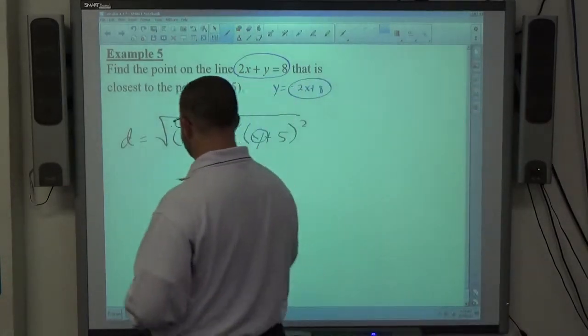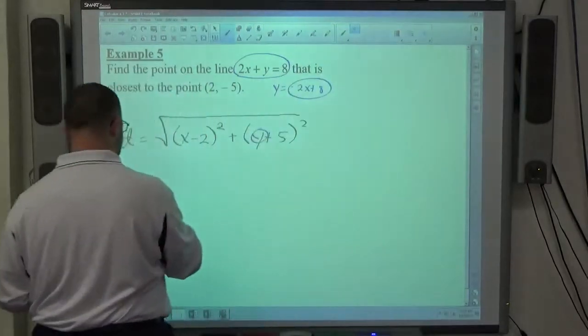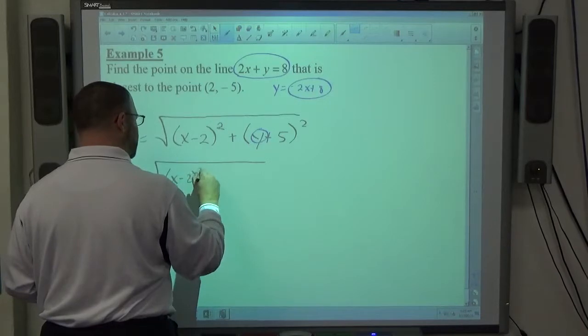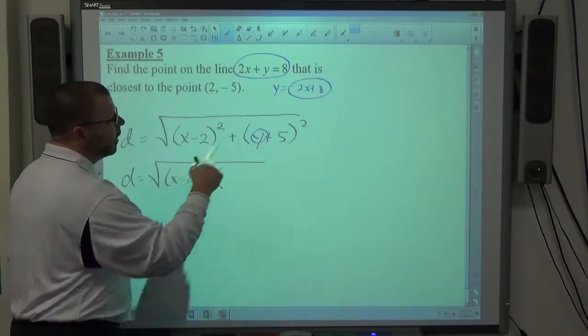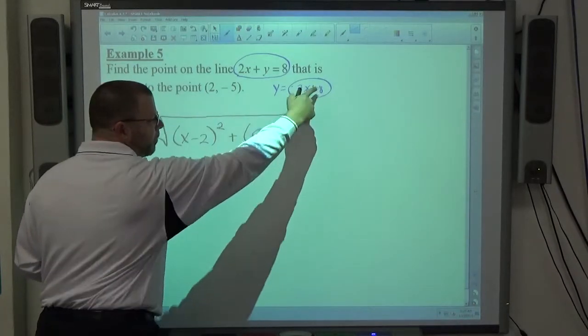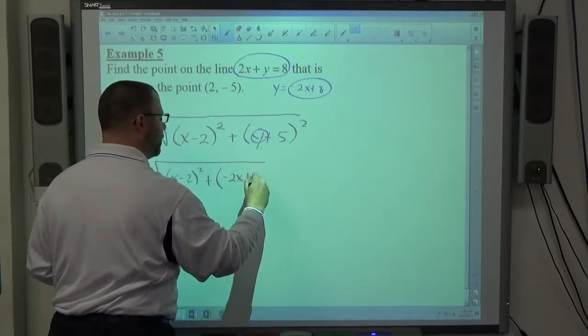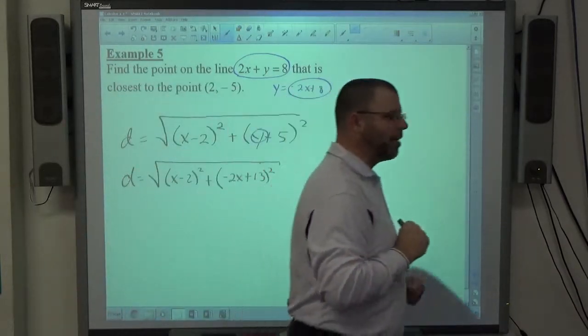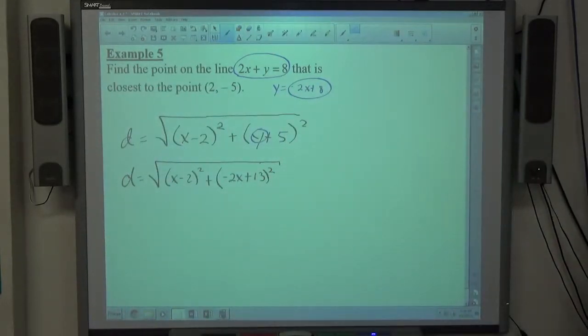So if I do that, that gets me down to d equals the square root of the quantity x minus 2, squared, plus, combining like terms, negative 2x plus 13, squared. And just like that, I have a relating equation. Now imagine differentiating this. Obviously x minus 2 squared and negative 2x plus 13 squared can be simplified into polynomial structure, right? But then we still have a square root of something.